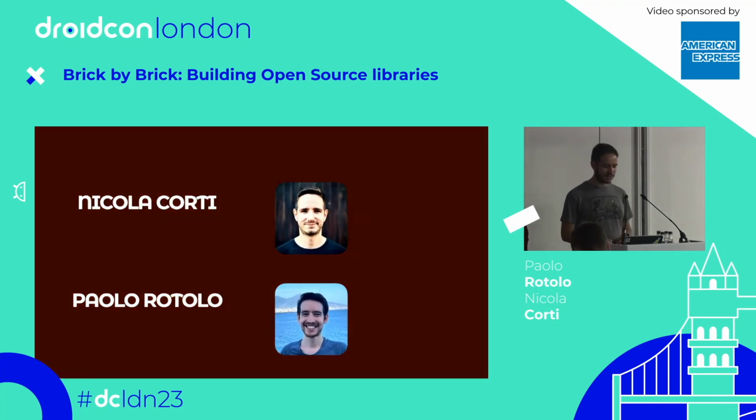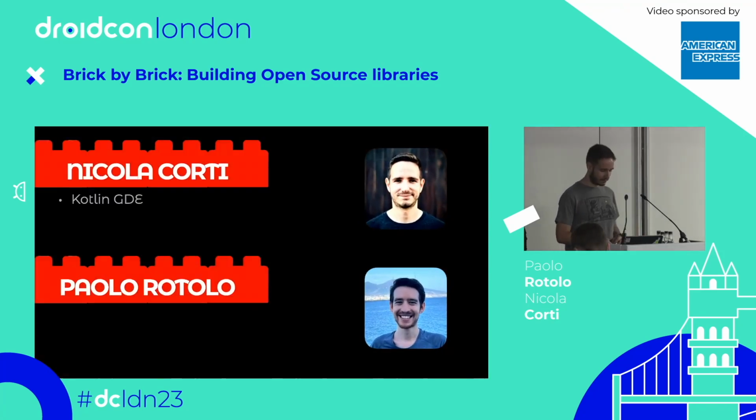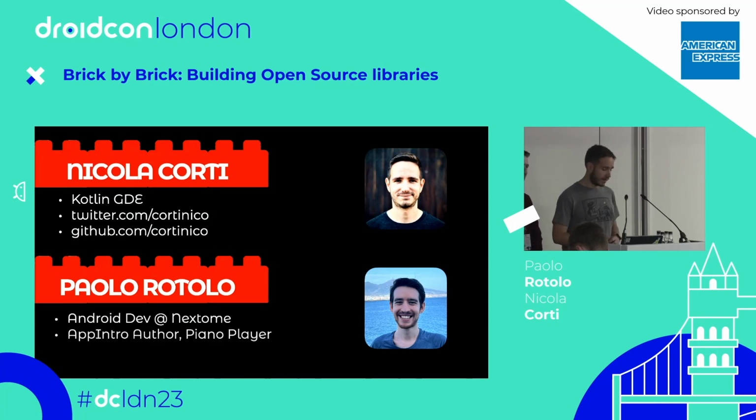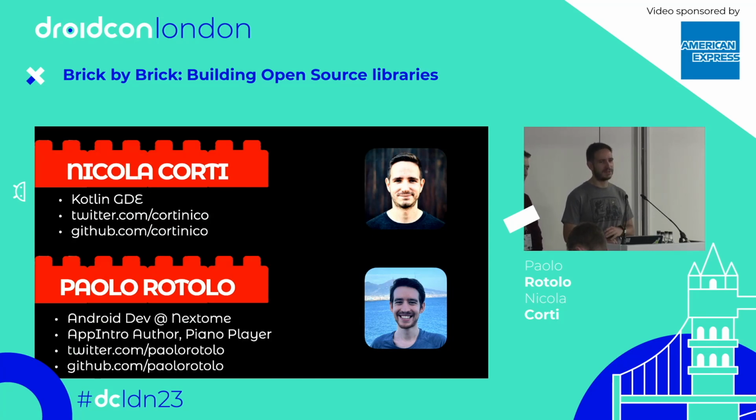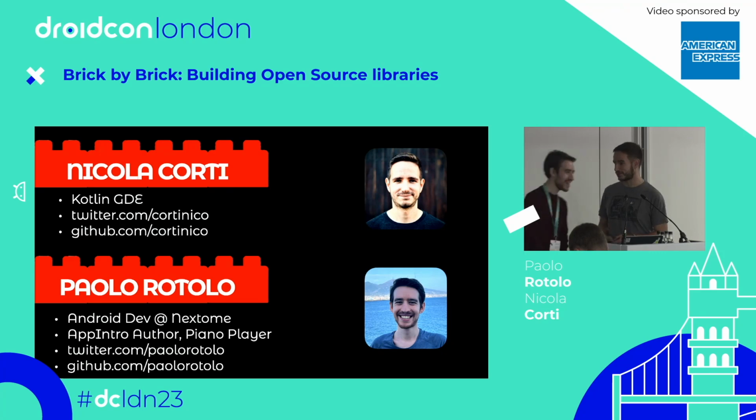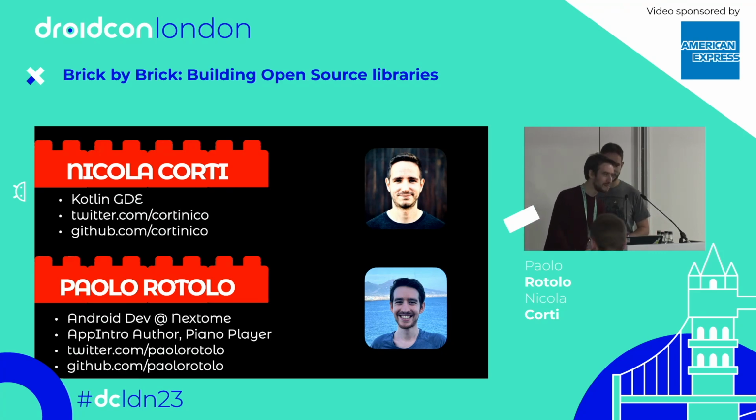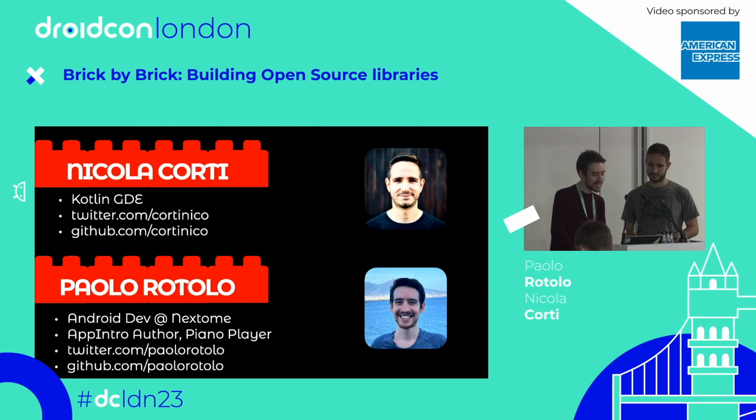But first, mandatory slide about ourselves. I'm a Kotlin GDE. You can find me online as Corti Nico. I maintain a lot of libraries all over the places. And Paolo, please introduce yourself. Hi, everyone. I'm Paolo. I'm an Android developer, work at Next. And in my free time, I like to contribute to open source and also play piano.